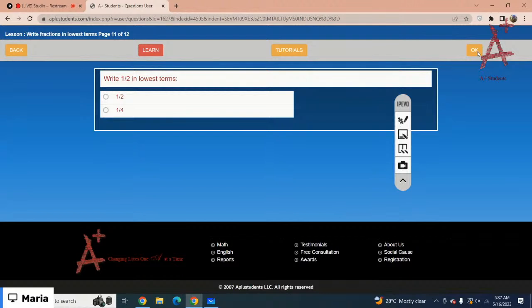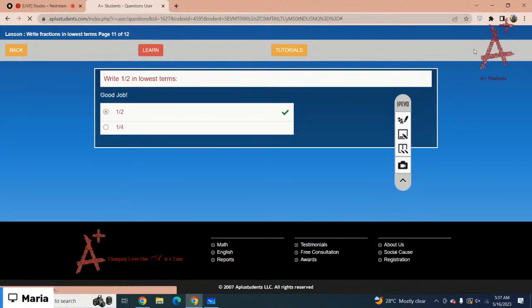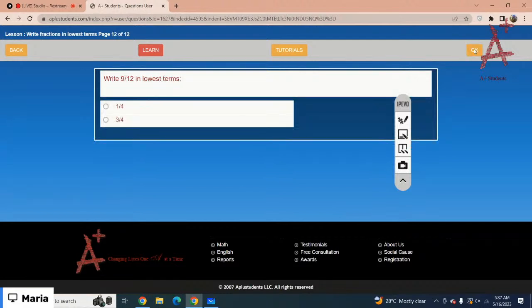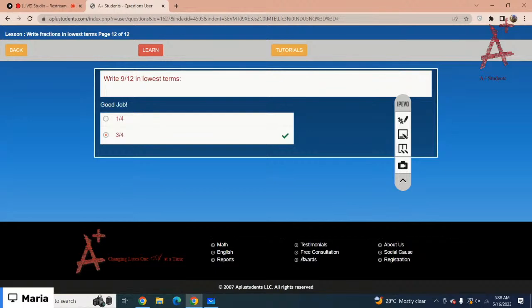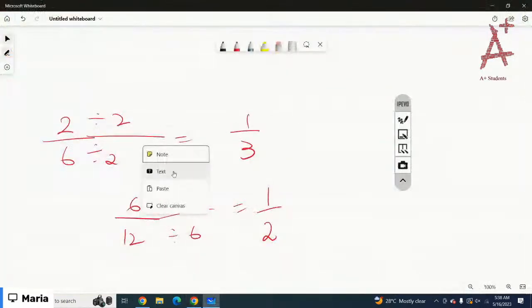Okay, still we are left with 1. Okay, write 9 by 12 in lowest form. So which is the correct option? Yes, very good. It would be 3 times 3 is 9 and 3 times 4 is 12. That would be 3 over 4. Got it? Okay, we are done with the lesson.